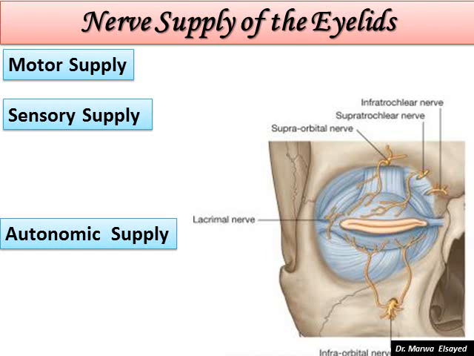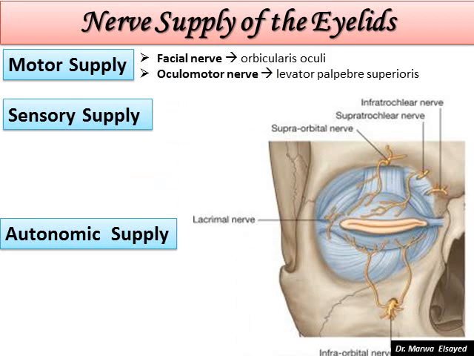When we talk about nerve supply of the eyelid, we must divide it into motor supply, sensory supply, and autonomic supply. The motor supply to the palpebral muscles, like orbicularis oculi muscle, comes from the facial nerve, and levator palpebrae superioris muscle takes nerve supply from the oculomotor nerve.